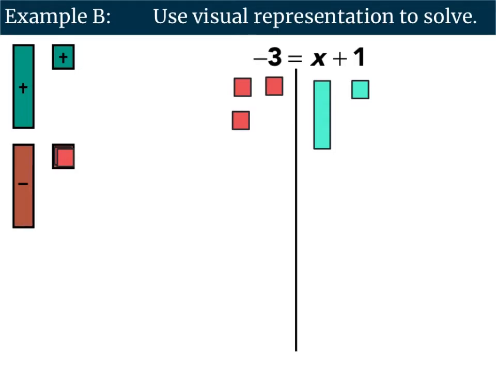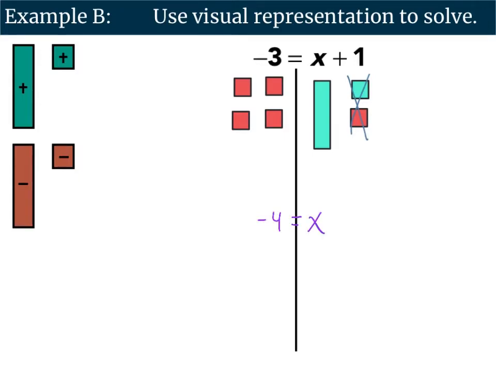I have to cancel out my plus 1. And the best way to cancel out my plus 1 is with minus 1. So if I bring in a minus 1, my plus 1 and my minus 1 are going to cancel each other out so that I don't have them anymore. And then I'm going to have to do the same thing to the other side. I'm going to have to bring in a negative 1 block. Since I brought a negative 1 block to the right side, I have to bring a negative 1 block to the other side. And now I have negative 4 over there. So my final answer to my equation is negative 4 is equal to x.